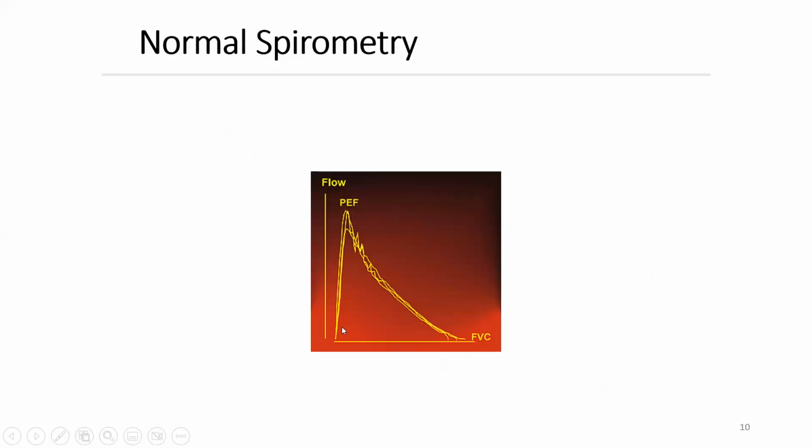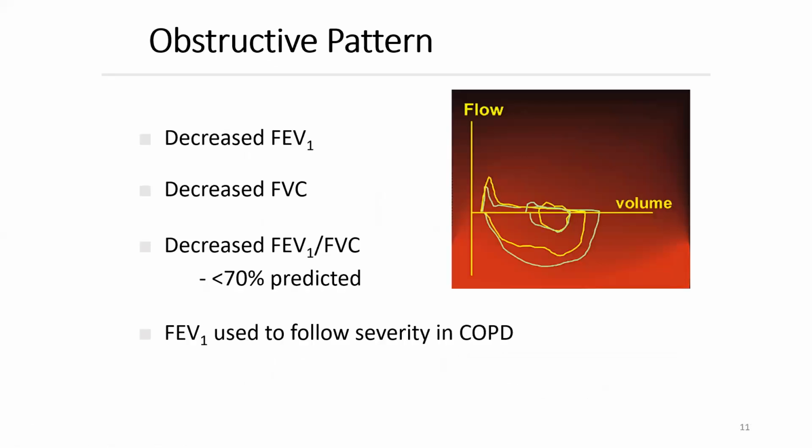This is the normal spirometry. This is the inspiration, and this is the expiration. This is called the flow volume loop. The flow volume loop is very important when we encounter an obstructive pattern. We need to differentiate if it is related to the upper airway, like the trachea, or the smaller airways or the lung parenchyma. This is the obstructive pattern of the spirometry. We see decreased FEV1 like this, decreased forced vital capacity, and also the ratio is decreased, less than 70% predicted.